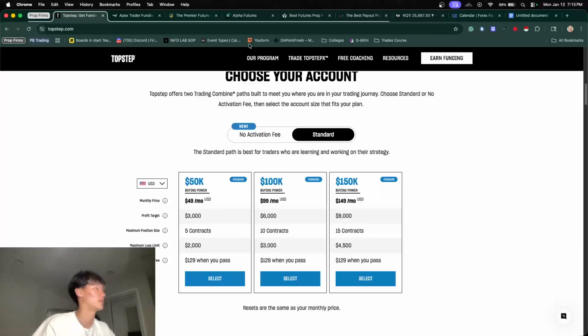So yeah, when you look for these prop firms, make sure you check what type of drawdown they have: a trailing drawdown or a flat drawdown.